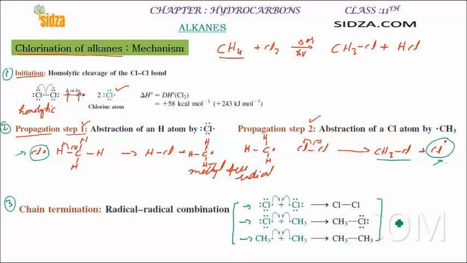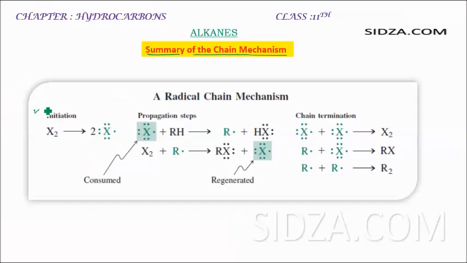Now let us try to summarize the whole mechanism of this chlorination of alkanes. First, the initiation step. You get the free radicals first. In the propagation step, in the first step, we consume the free radical. In the second step of the propagation, the same free radical is regenerated, so that the process continues and we can convert the alkanes into alkyl halides. And in the termination, you can see two free radicals, different or the same, may combine and form different products.